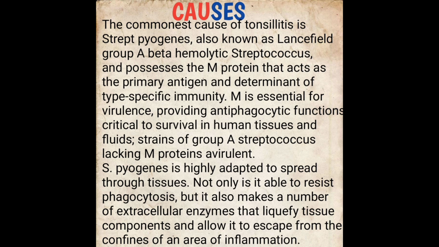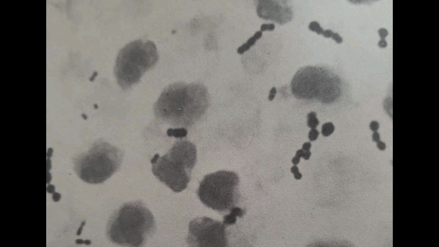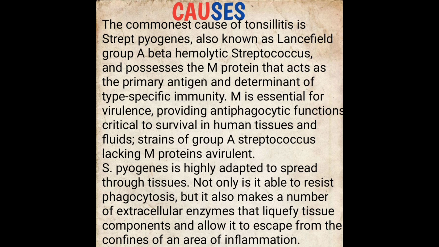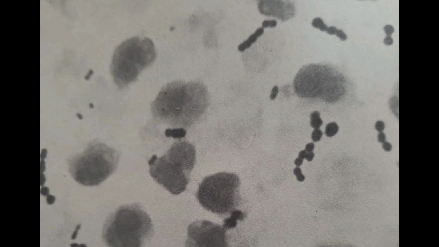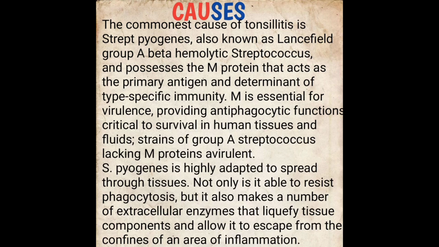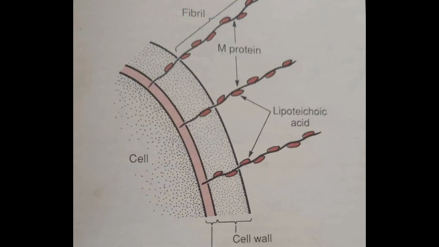Causes. The commonest cause of tonsillitis is Streptococcus pyogenes, and that is where we shall dwell. It is also known as Lancefield Group A beta hemolytic strep. You can see it in that diagram. Strep means cocci, that is, they are circular, and in chains, you can see them like a black thread, something looking circular, joined together, about 6 or more attached to each other, and possessing the M protein that is shown also in the diagram below.